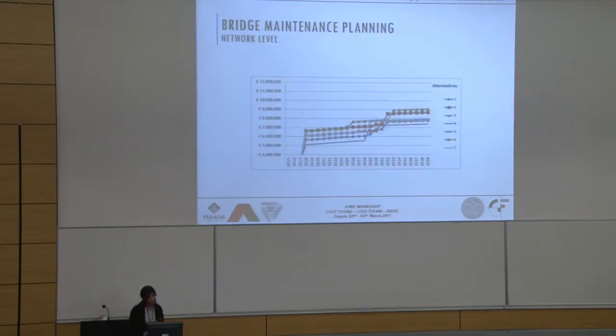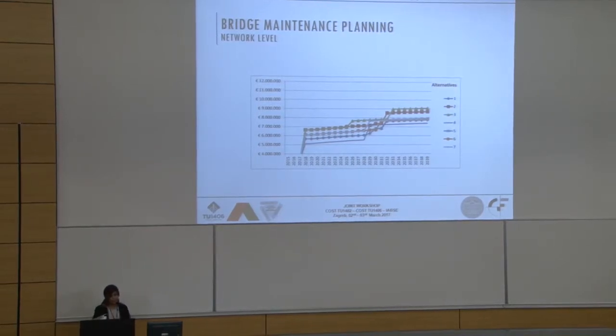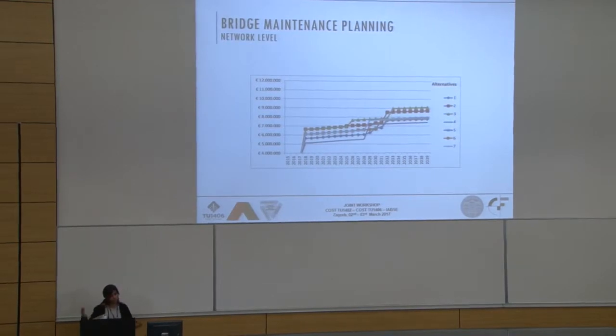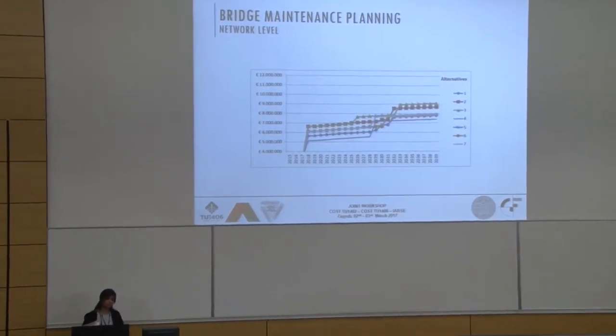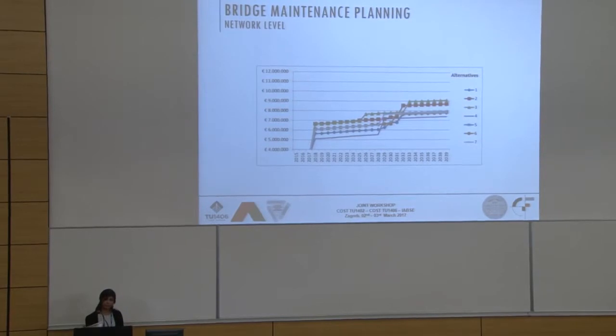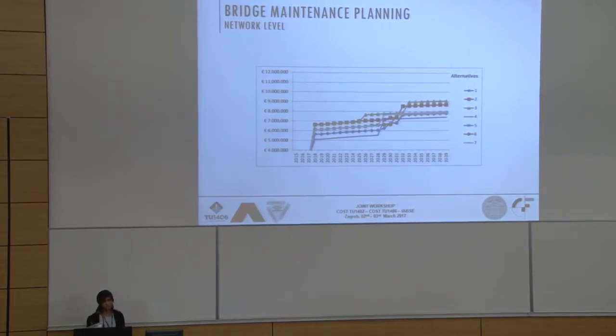So for example, if we have something like this and we want to do the maintenance planning of a number of bridges, then this graph could go exponential, and there could be a lot of different lines going on here, and then maybe the planning is a bit hard to comprehend, I would say.